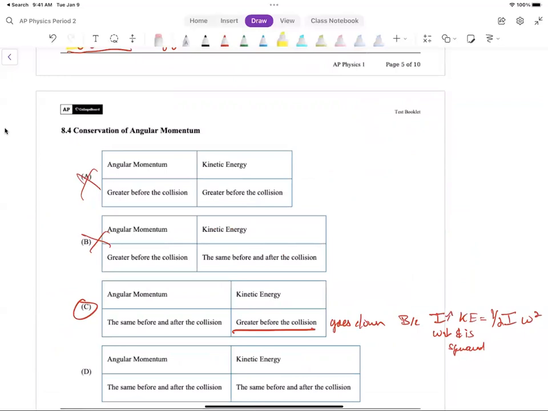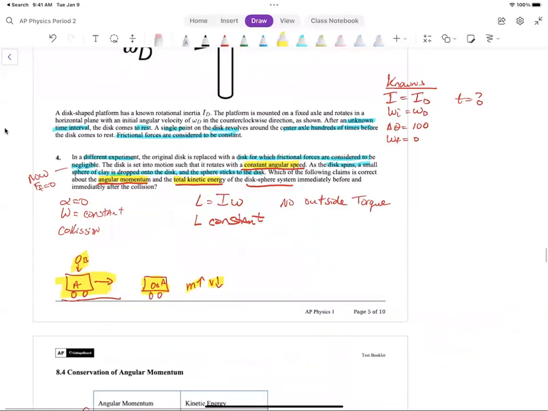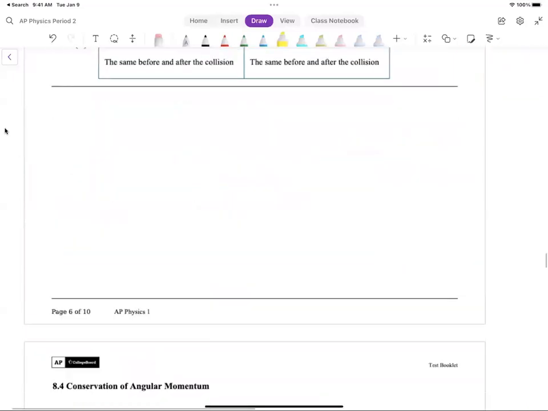Now I have to determine, does the kinetic energy go down? Because C would mean that it would go down because it was greater before the collision. Or does kinetic energy stay the same? Well, since I goes up and omega goes down, but omega is squared, that is why kinetic energy goes down. Besides, the only way that this type of collision would have a conserved kinetic energy is if they told you it was an elastic collision, which it is not.